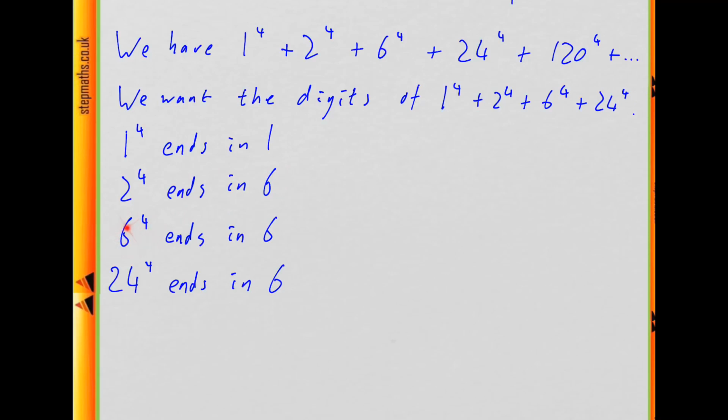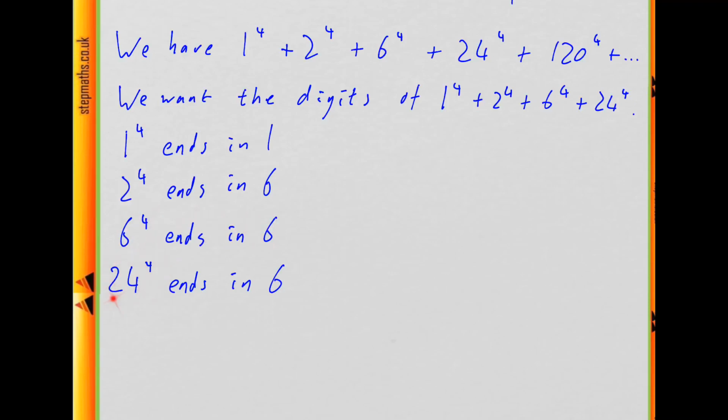And now 6 to the 4, we could work it out, but the main thing to note is if something ends in 6 and you multiply by 6, you get something else that ends in 6. Like if I have 36 and I multiply by 6 again, I've got 6 times 30, that's going to end in 0, plus 6 times 6, and that's going to end in 6. So whenever I have a power of 6, it ends in 6.